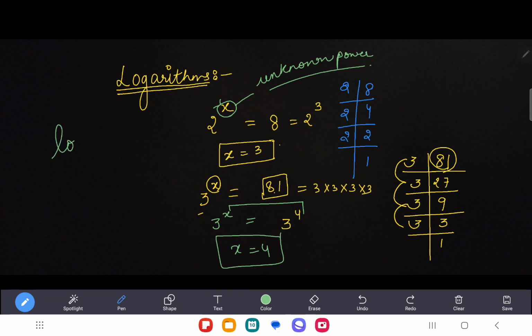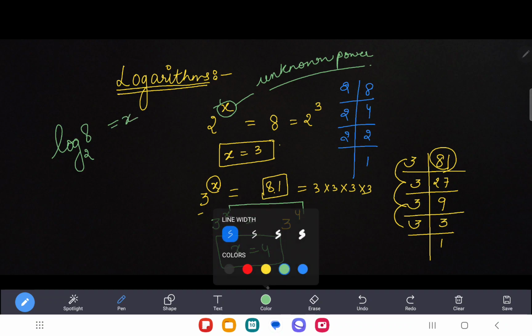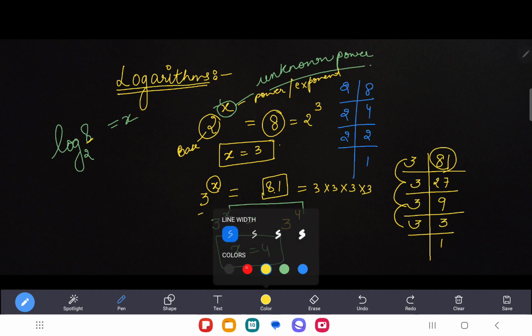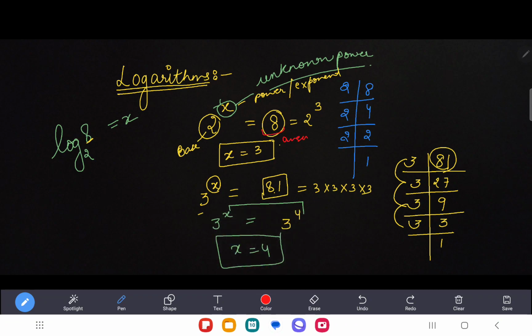They will say log 8 to the base 2 is equal to x. How do they read it out? This answer they write just beside the log. This is the base, x is the power or the exponent. The power is also called an exponent. And 8 is coming out to be my answer. I hope you're understanding.